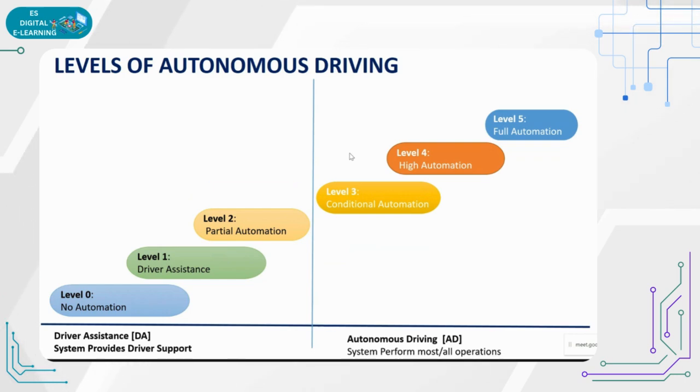Whatever these levels are, they will be the features in the car. Those features are what we are working on in the software for the vehicles. Level 0 to level 2 is driver assistance. Driver assistance means driver support is required to drive. And level 5 is autonomous driving. So instead of drivers, we have sensors. The sensors will work for the driving activity. Okay, is it clear?